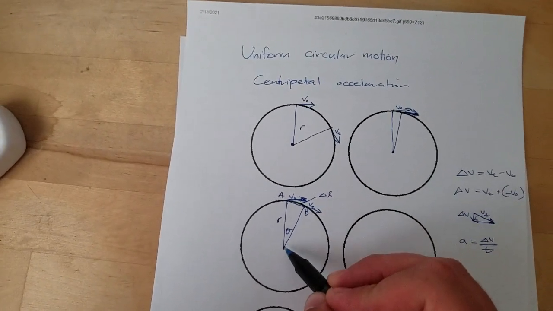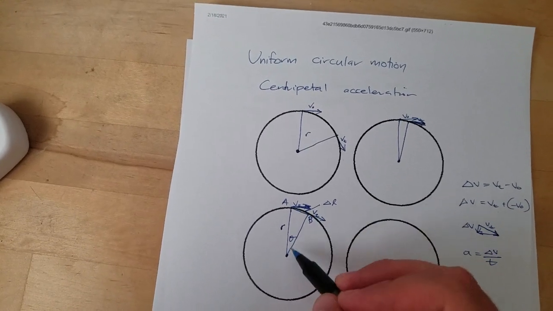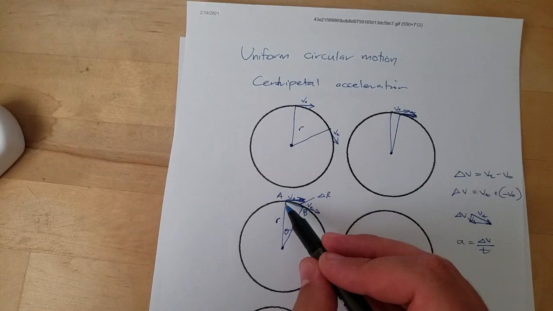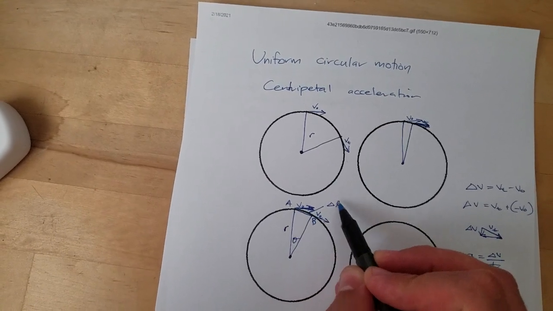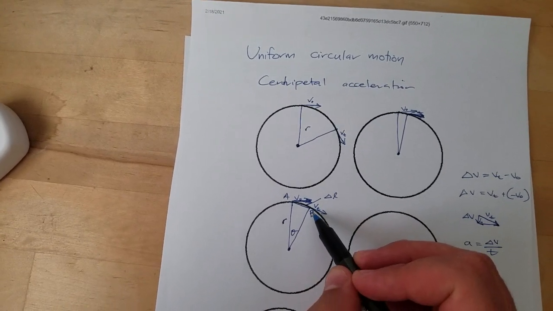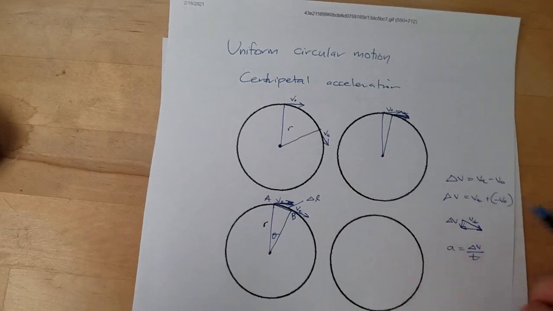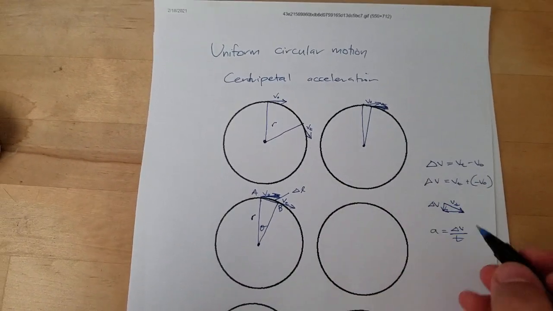But as we decrease the time between these two points, this angle theta is going to get smaller and smaller, and the magnitude of delta L is going to approach the length of AB. Okay, and what we'll see is this actually creates a set of similar triangles.